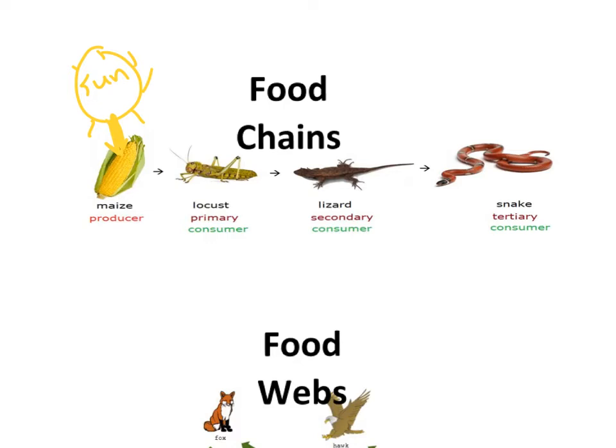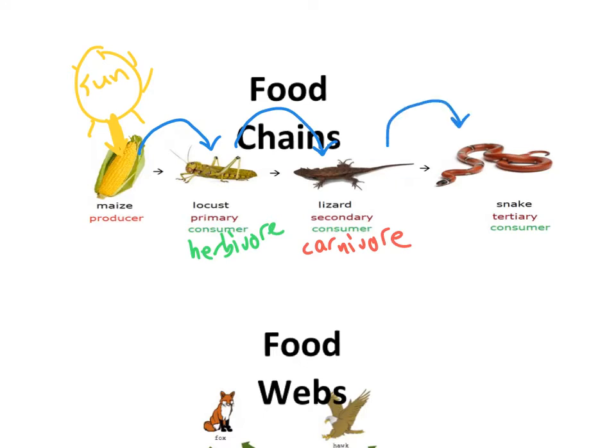But then one of our first kinds of consumers comes along, an herbivore, such as a locust, which is a species of grasshopper. And then it eats the producer. So then we come further down the chain and we get another kind of consumer. This is a carnivore. A lizard is a carnivore. It'll eat the locusts. And again, the flow of energy is from the corn to the locust, to the lizard, and finally to the snake, which is another carnivore.